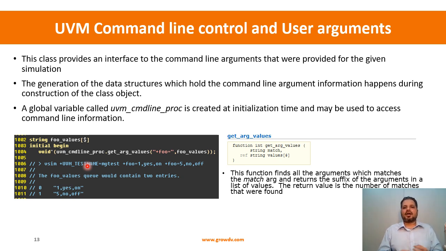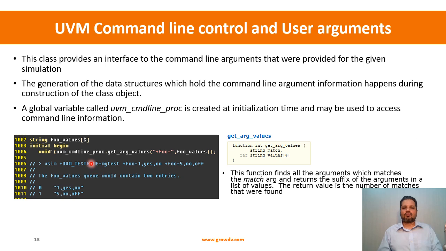In the UVM, there is a command line control object that is present. It provides an interface to the command line arguments that were provided for a given simulation, and the generation of data structures which hold all this command line argument information happens during the construction of this particular class object. This is a global variable that's present within the UVM. You don't have to do anything, you can just use it. It's called uvm_cmdline_proc. It gets created at initialization time and may be used to access the command line information.